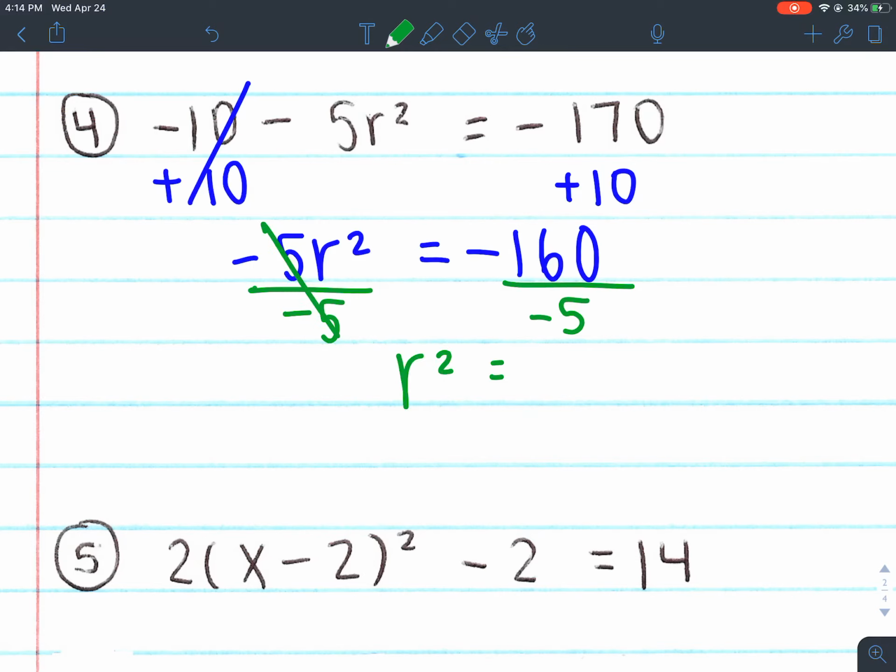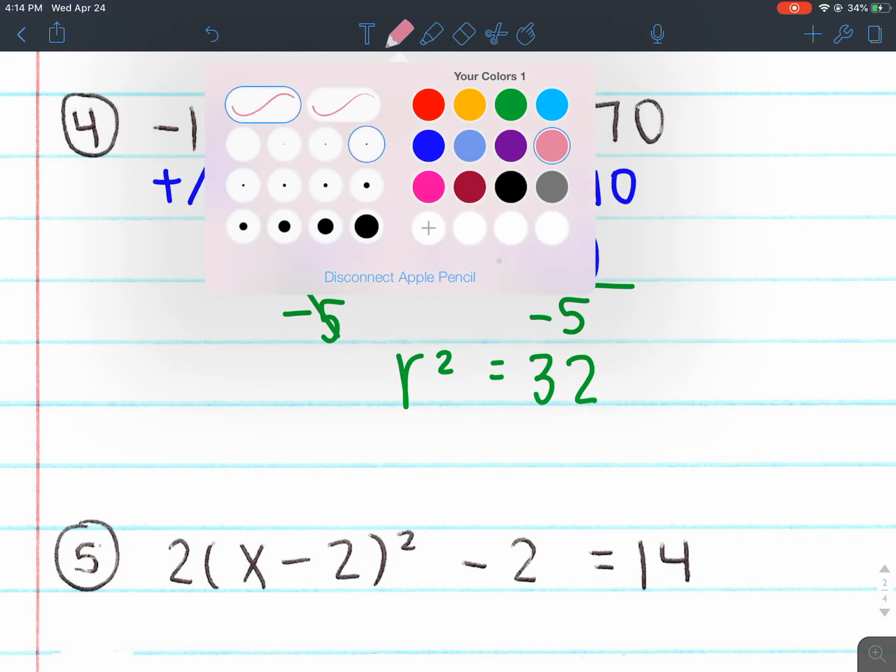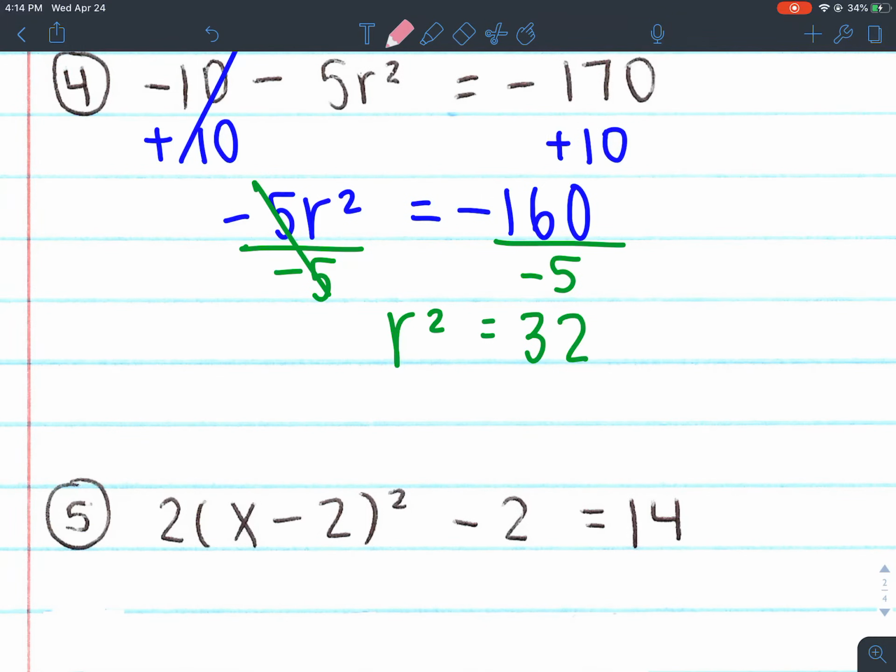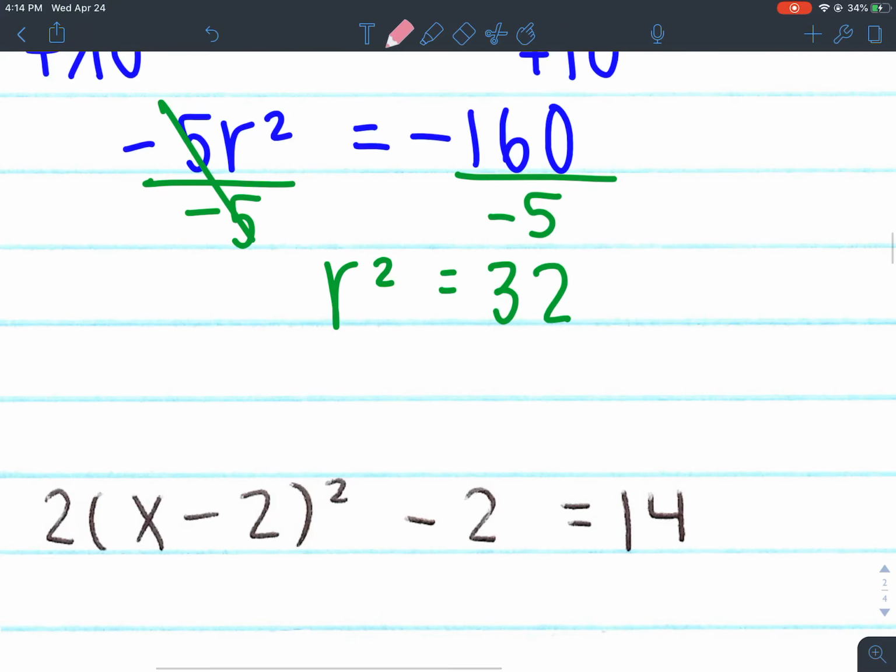R squared equals, what is that? I think it's 32, but I honestly cannot remember. Yeah, it's 32. Now, you're probably looking and thinking, well, the next step I would normally do is what? Take the square root. So I'm going to take the square root. What's my issue here? The issue is 32 is not a perfect square. However, I can still simplify the square root of 32.